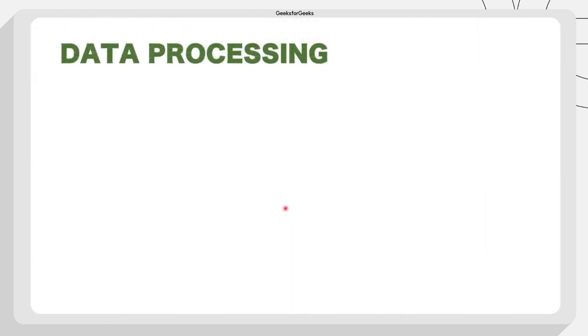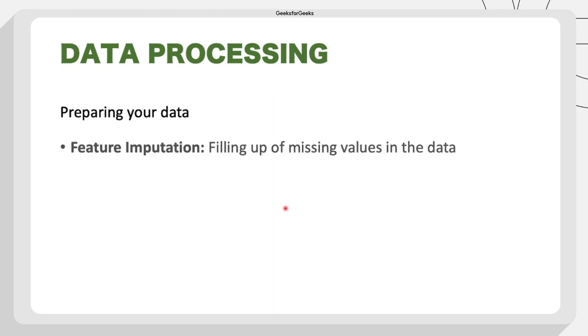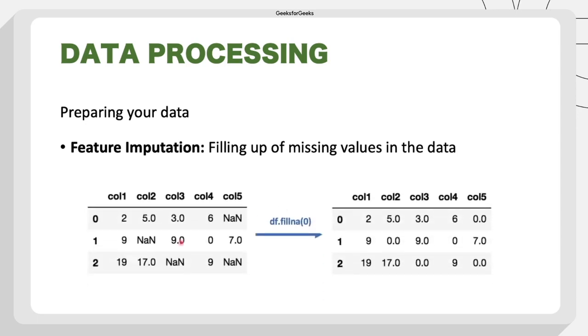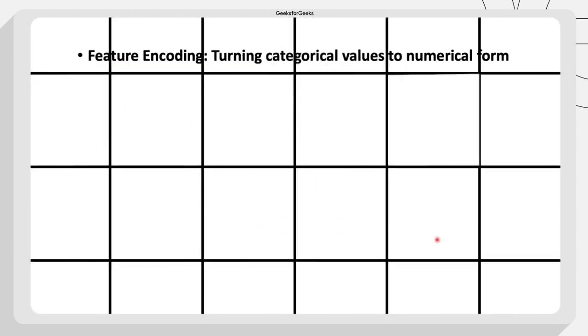To treat our data, we need to follow the data processing path, where we prepare our data. For example, first we do feature imputation. We fill up the missing values in the data. As you can see in this example, I have null values over here. So I have to treat this data. I can't feed this data to a machine learning model because there are some missing values. So I can fill these missing values with 0, or the mean, or the median value.